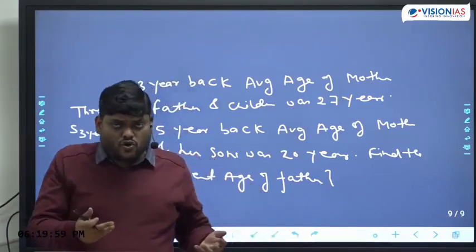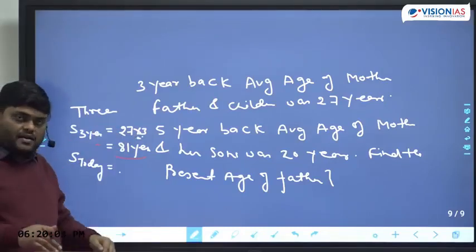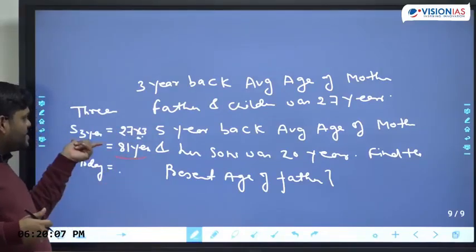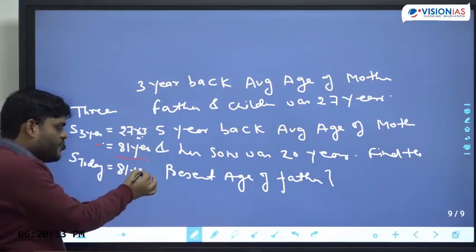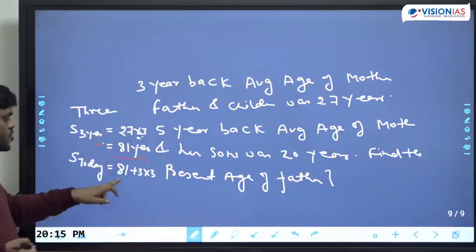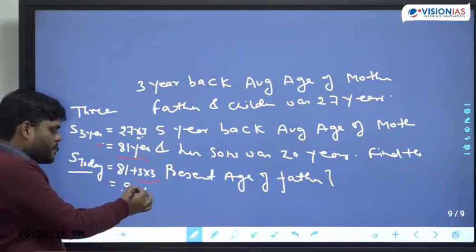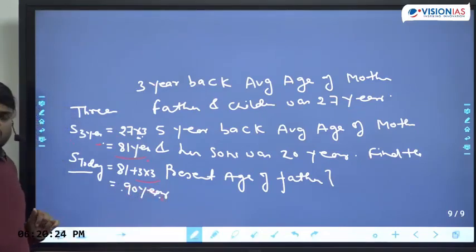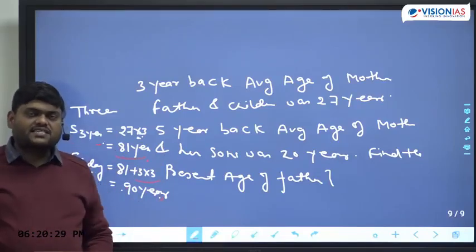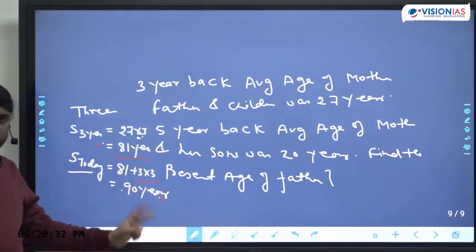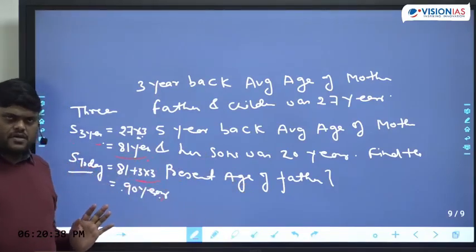So if 3 years back the average age was 27, and the sum was 81, what will happen today? Everybody's age will increase by 3 years. So total 3 persons are there, so the age will increase by 9 years. The sum of today becomes 90 years, or not? Why 90? Because everybody's age is increased by 3 years. Total becomes 90. Simple logic.